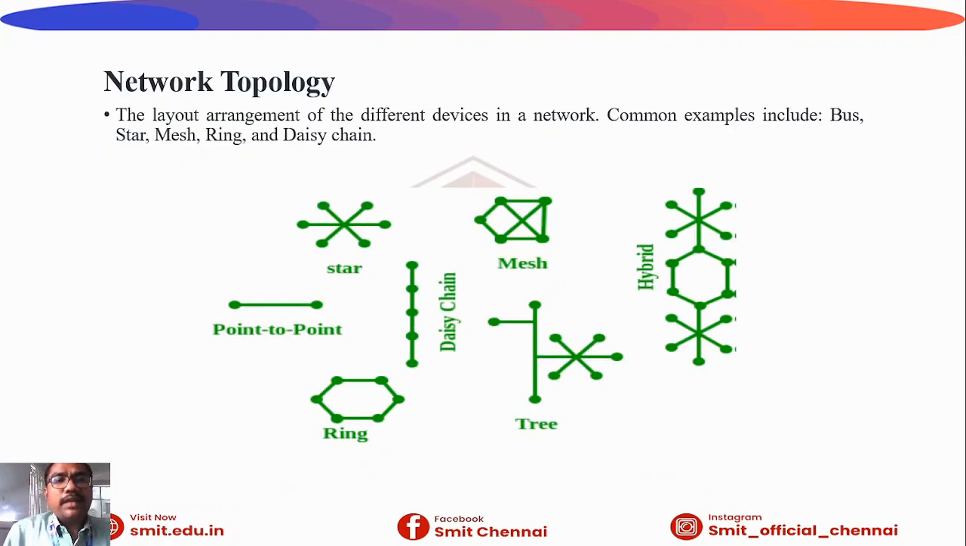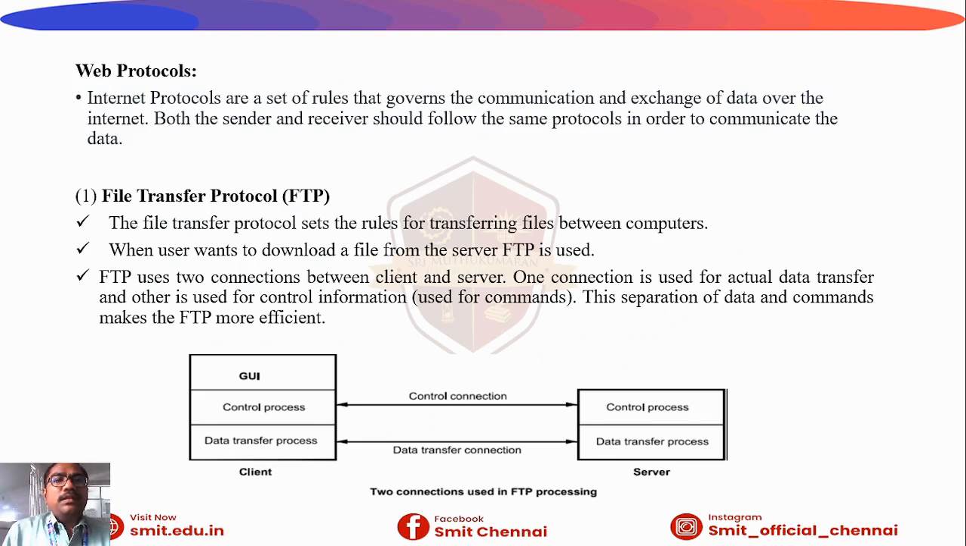Next is the network topology. The arrangement of systems in a particular manner is what is called the network topology. Now you can look into this diagram. There are several topologies available, that is the bus topology, star topology, point-to-point topology, daisy chain topology, mesh topology, tree topology, and hybrid topology.